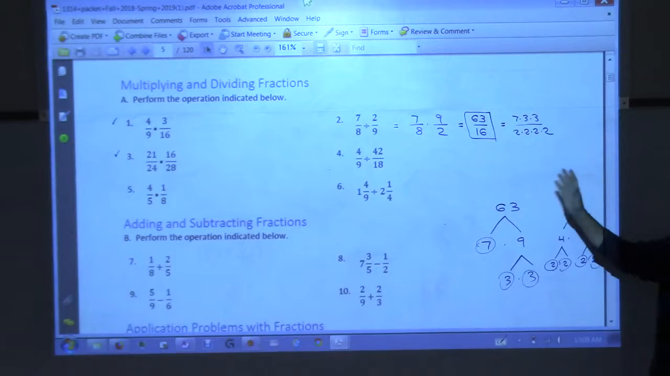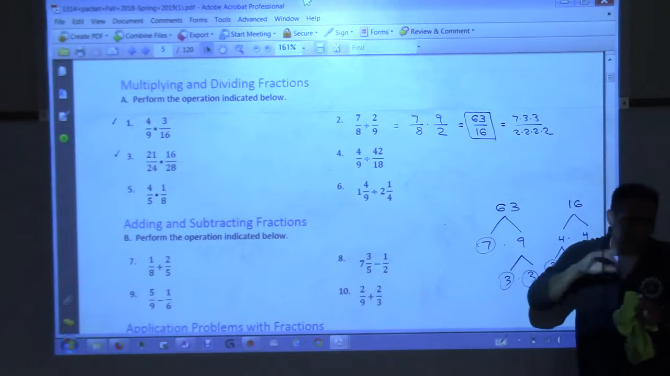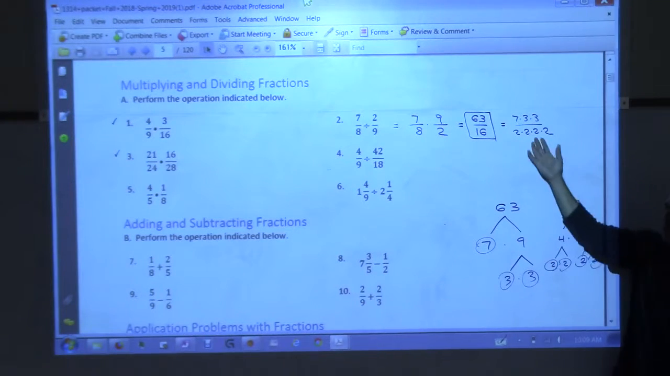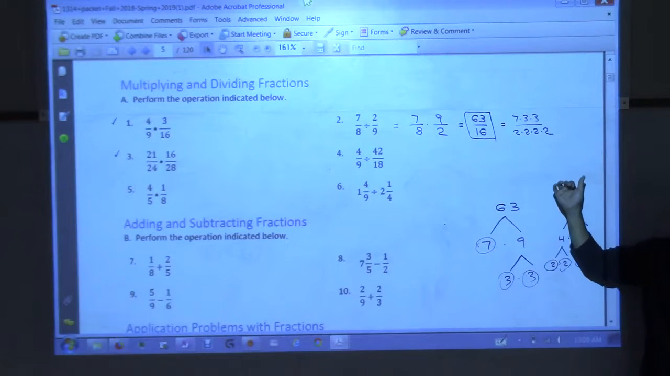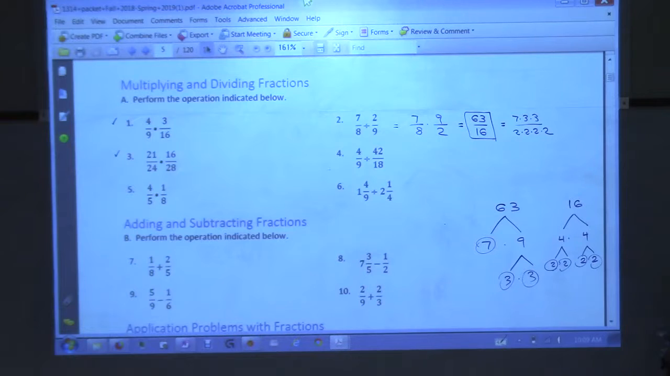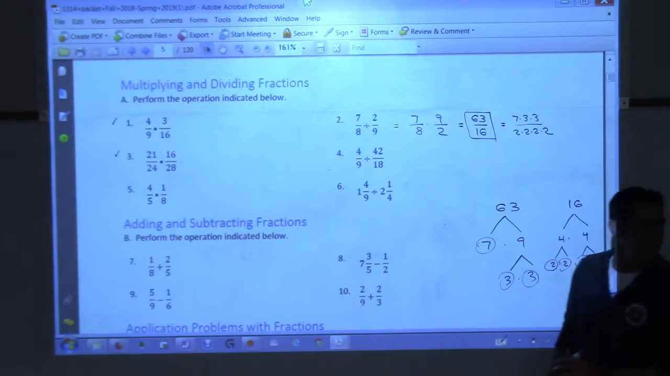So if you're not sure, you can either use your calculator and keep trying numbers, or you can just do a prime factorization of each one and make sure there's nothing in common. Does that make sense? Okay. Questions? Yes?